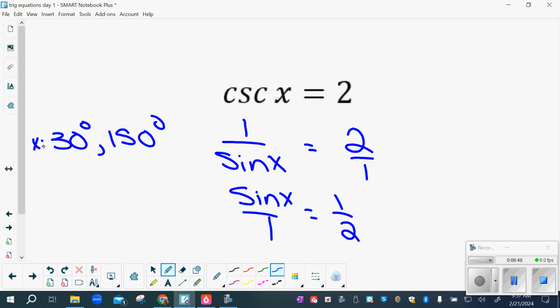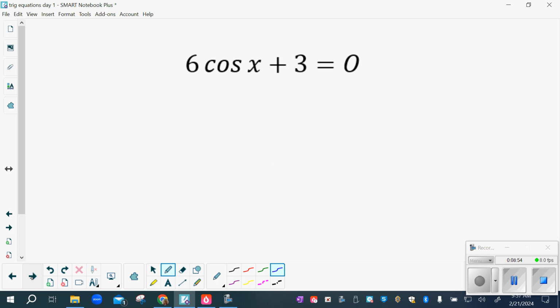Okay. Here comes my next one. My next one's my favorite. I love this because it looks scary and it's super easy. Let me tell you what this problem is. What if this problem looked like this? 6x plus 3 equals 0. Would that scare you? No. You'd move the 3 over, you divide by 6. Do that here. Look how easy it is.